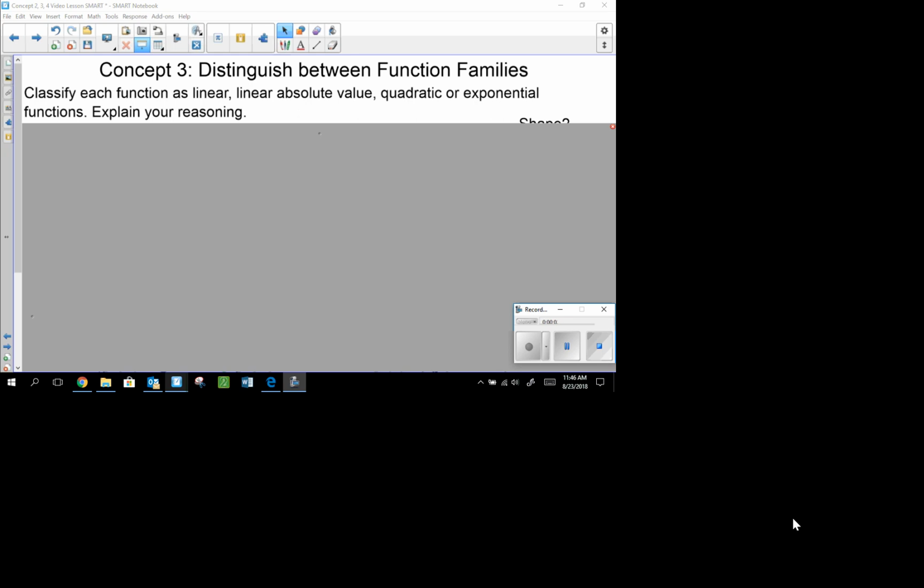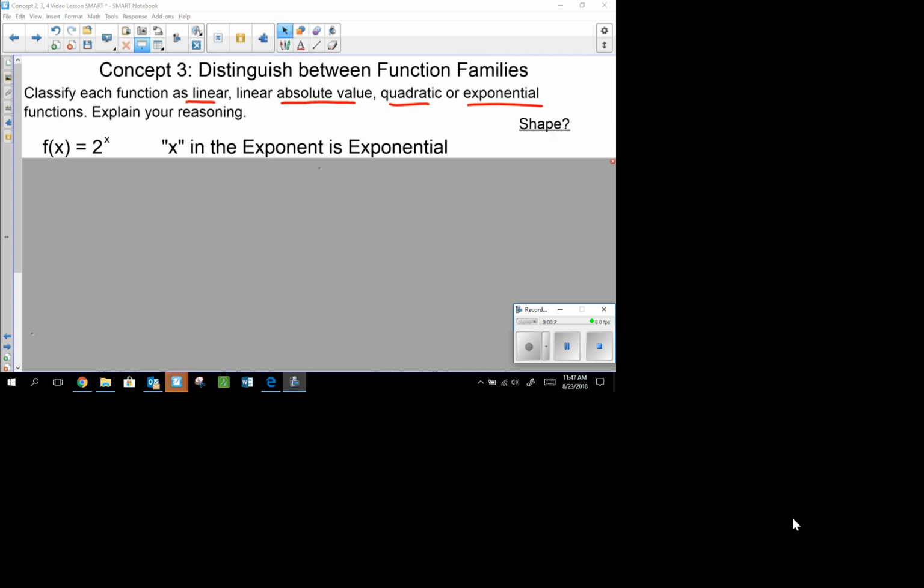Hello, today we're going to talk about concept 3, distinguishing between function families. It says classify each function as linear, linear absolute value, quadratic, or exponential functions. These are the 4 that we're going to look at specifically in this class and then explain your reasoning. Okay, I'll give you some hints to this.